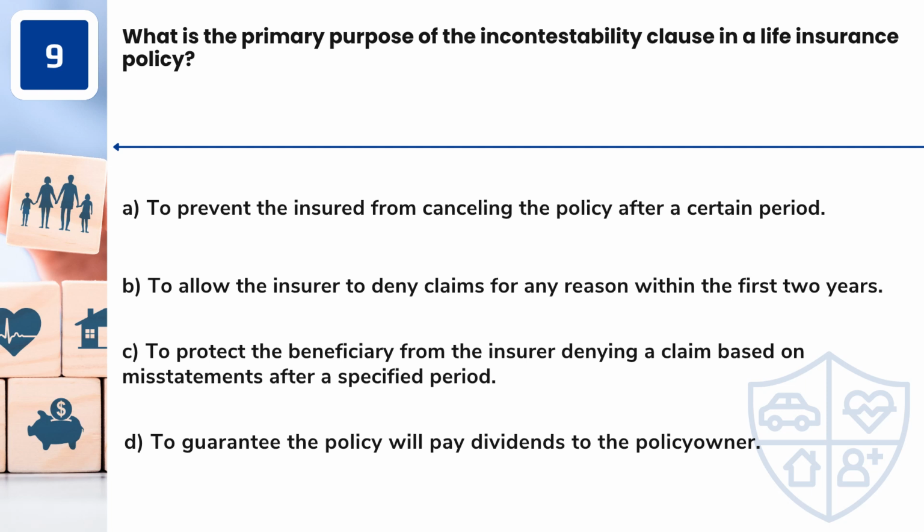Question 9. What is the primary purpose of the incontestability clause in a life insurance policy? A. To prevent the insured from canceling the policy after a certain period. B. To allow the insurer to deny claims for any reason within the first 2 years. C. To protect the beneficiary from the insurer denying a claim based on misstatements after a specified period. D. To guarantee the policy will pay dividends to the policy owner.